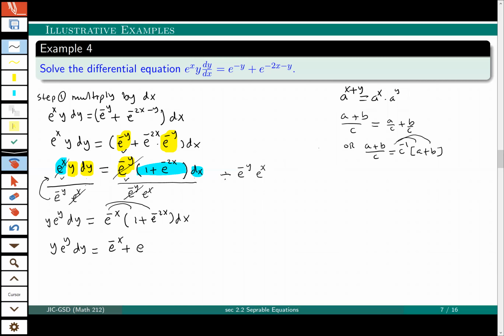Now the next step: integrate both sides. We integrate y times e to the power y dy, and the integration of e raised to the power minus x plus e raised to the power minus 3x dx. Remember we have a rule: the integral of e to the power ax dx is 1 over a times e to the power ax.